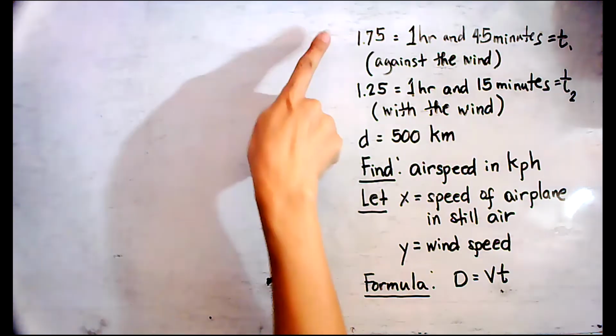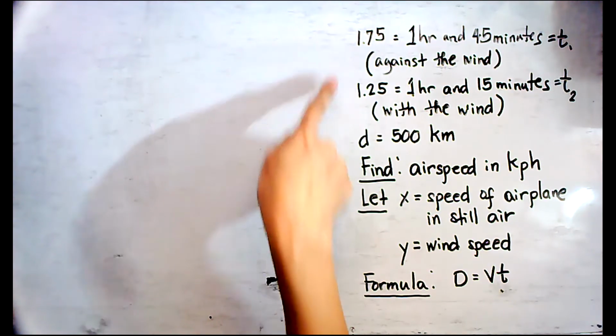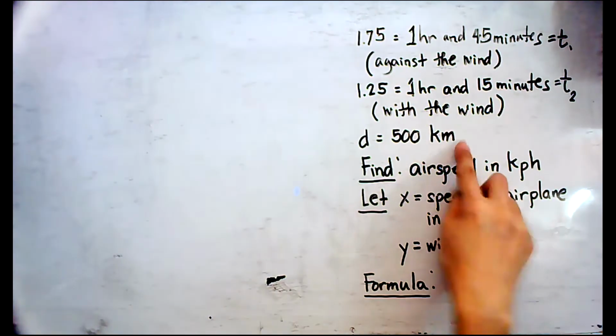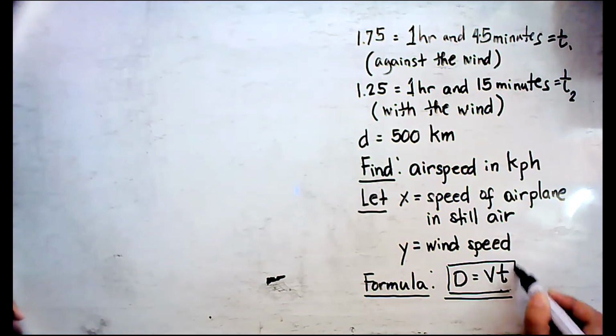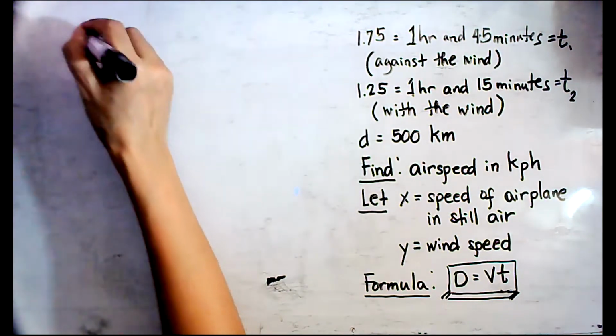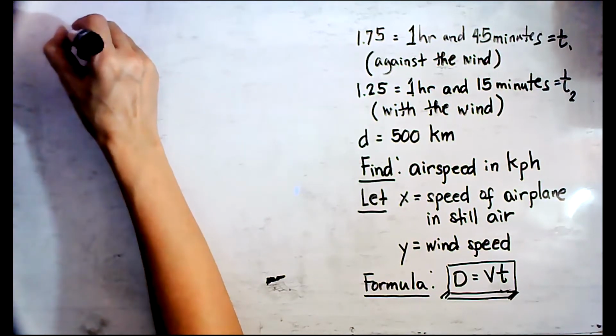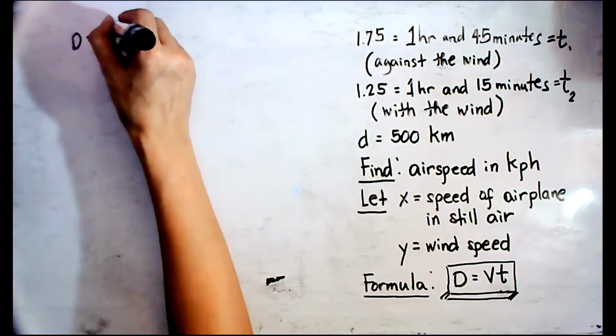So there are two conditions. The first condition is the airplane would be traveling against the wind. If we are going to travel against the wind, basically the formula distance is equals to velocity times time will be very much useful. Okay, so the distance is constant. Okay, so since the distance is constant, let's say d is equals to velocity times time.